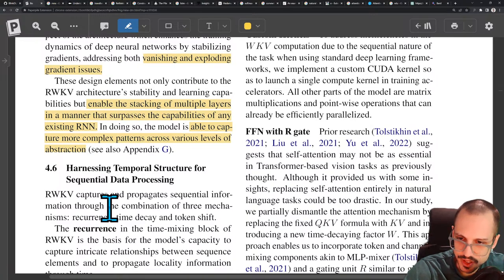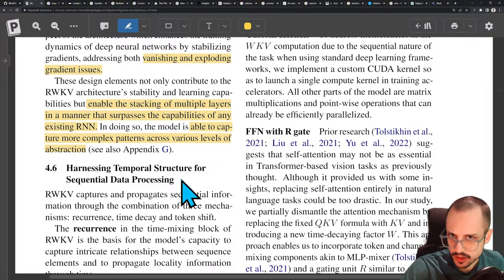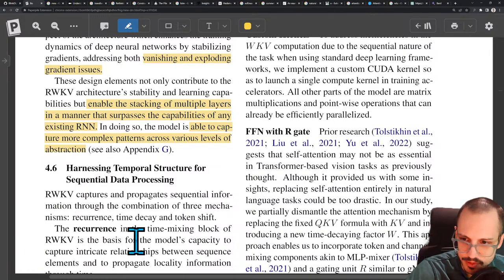Harnessing temporal structure for sequential data processing. RWKV captures and propagates sequential information through the combination of three mechanisms: recurrence, time decay, and token shift. So recurrence is basically just looking at your previous output. Time decay is this forget mechanism where you slowly over time remove some of the information in that state that you're passing into the next step, so you kind of forget things. And then token shift is this interpolation that they're doing between the tokens now and the tokens at the next step. The token shift still makes absolutely no sense to me. Like, what exactly is that doing?